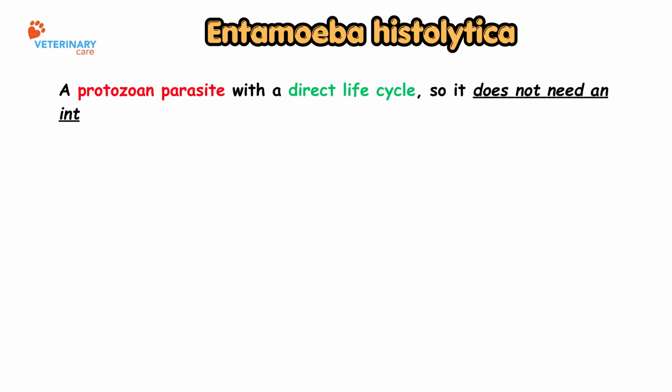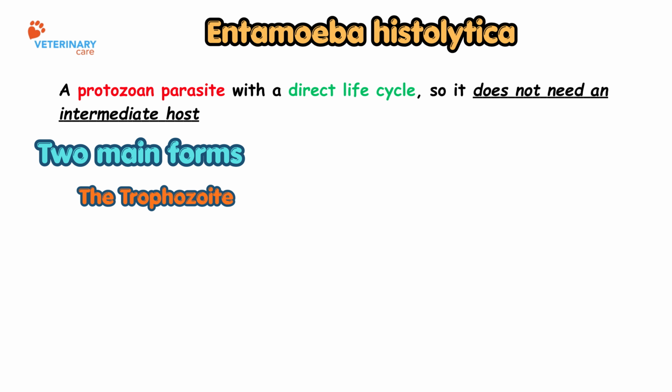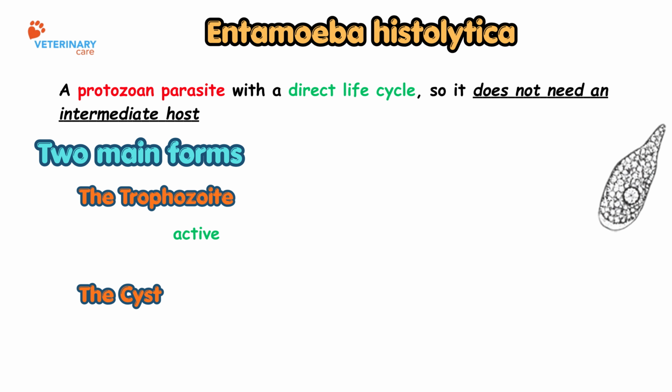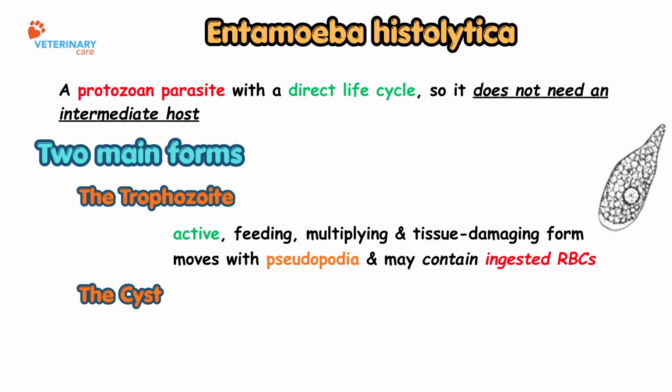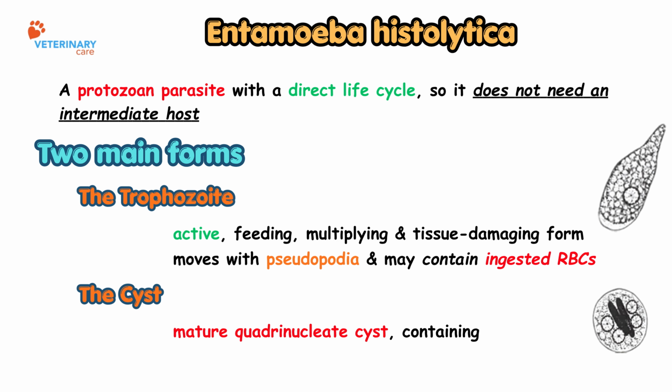Entamoeba histolytica is a protozoan parasite with a direct life cycle, so it does not need an intermediate host. It has two main forms, the trophozoite and the cyst. The trophozoite is the active, feeding, multiplying and tissue-damaging form. It moves with pseudopodia and may contain ingested red blood cells. The mature quadrinucleate cyst, containing 4 nuclei, is the resistant and infective form.